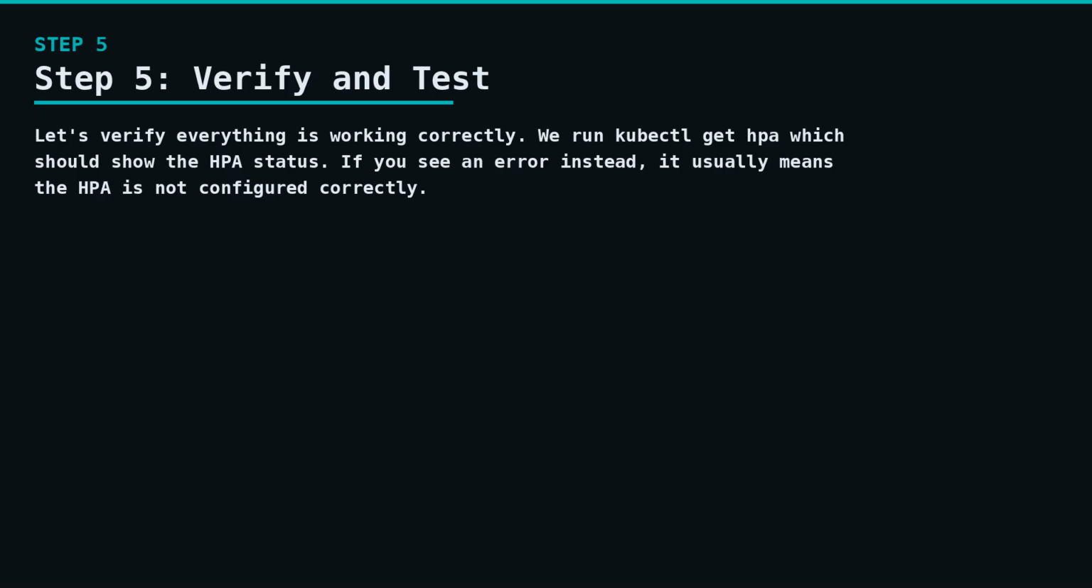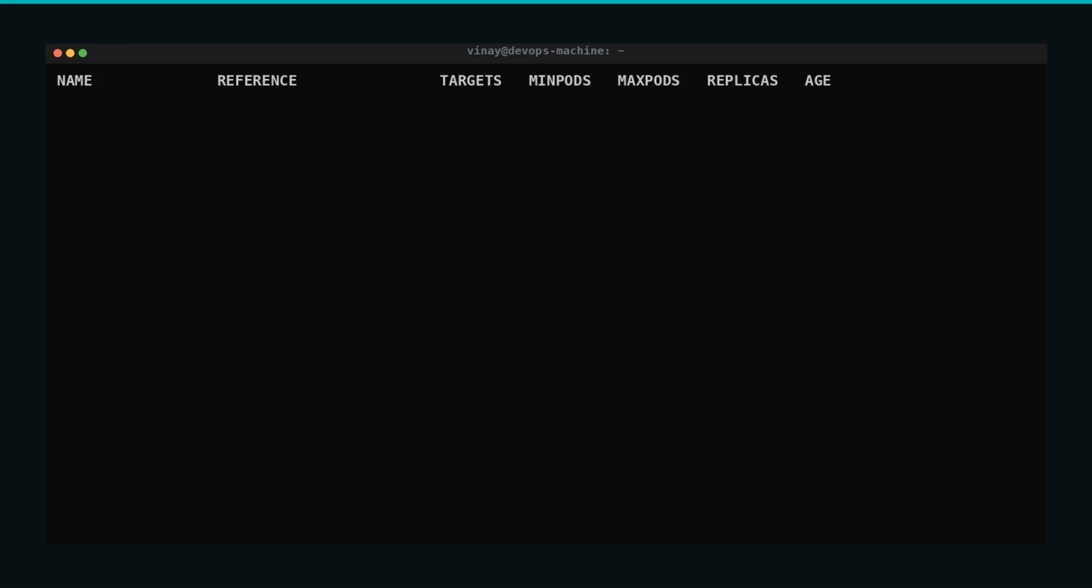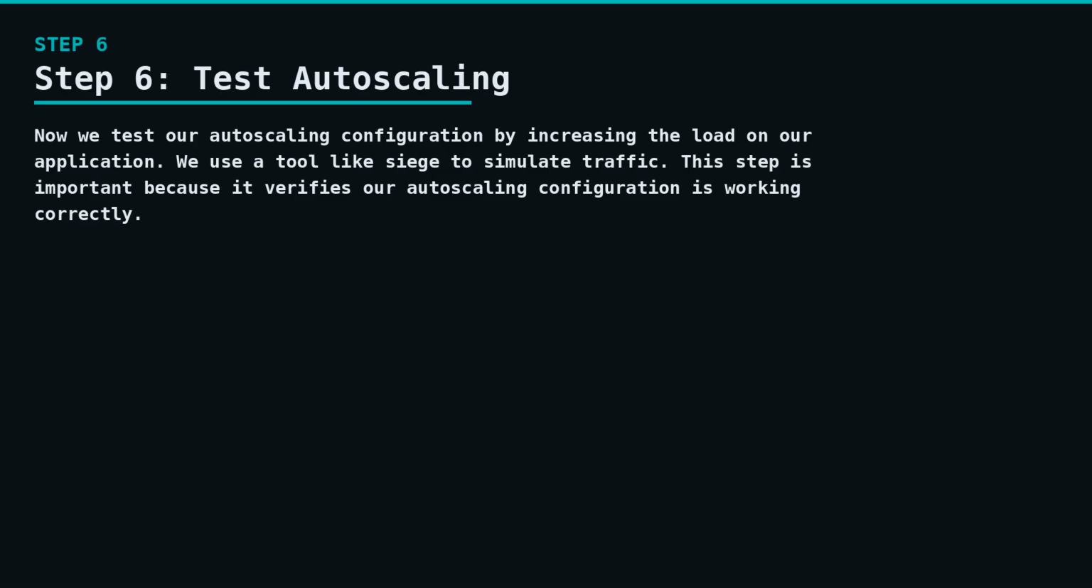We have successfully deployed a scalable Kubernetes application using HPA and VPA. In this tutorial we covered creating a GKE cluster, deploying a sample application, configuring HPA and VPA, and verifying autoscaling. You can now use this setup as a foundation for deploying your own scalable applications.